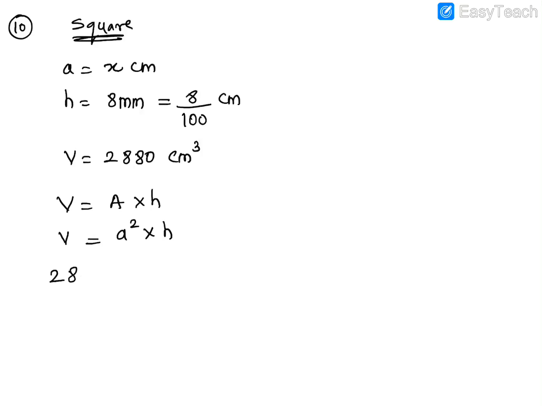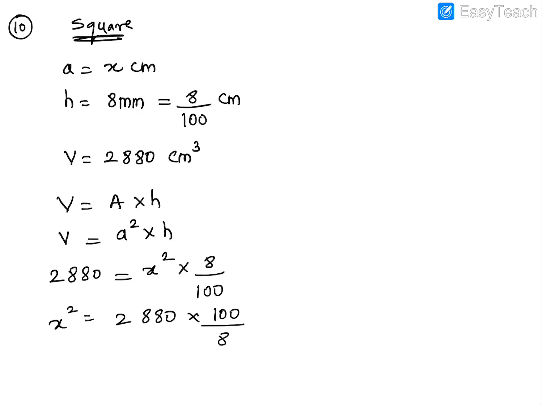So now substitute. Volume is 2880. A squared means x squared into height is what? 8 upon 100. So what will you get here now? X squared is equal to 2880 into 100 upon 8. Let's reduce here. 8 ones are 8, 8 threes are 24, 48, 8 sixes are 48 and 0. So you will get what now? X squared is equal to 36,000. Okay, now something looks like went wrong here because we are not getting a perfect square here.